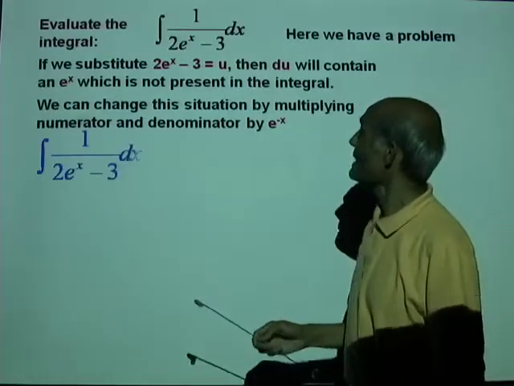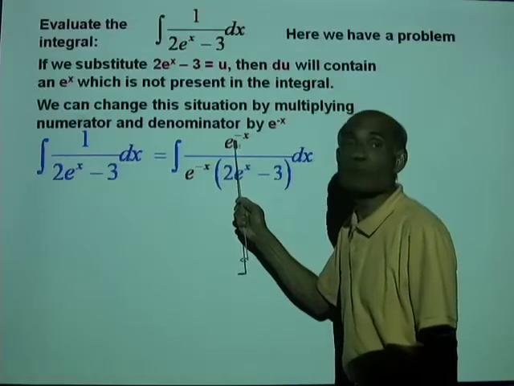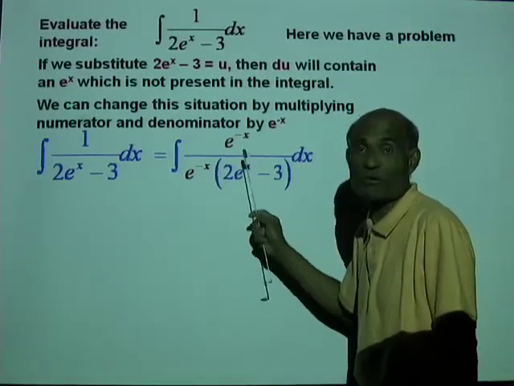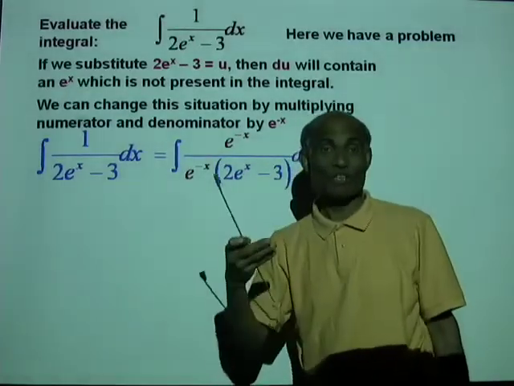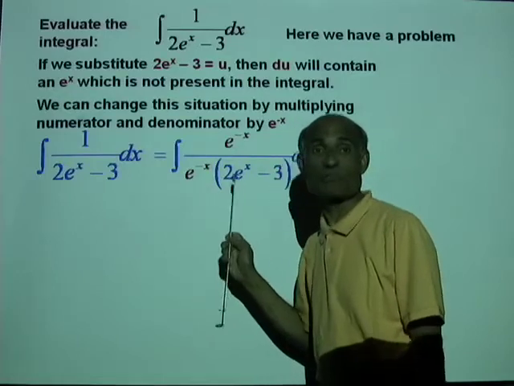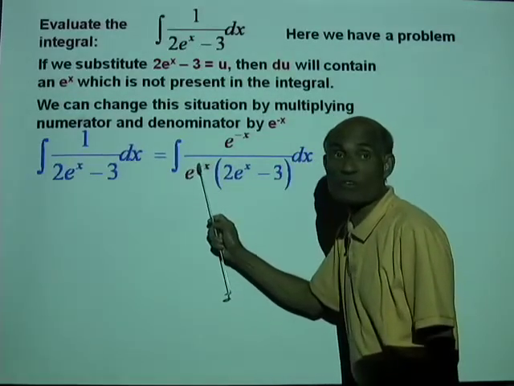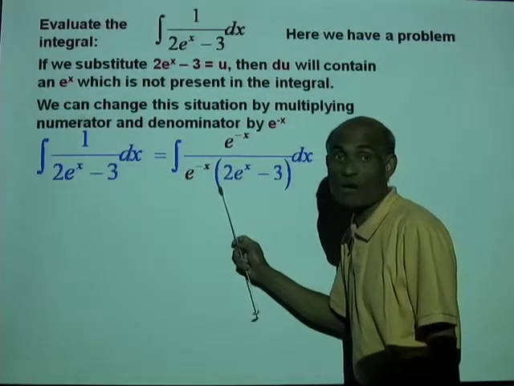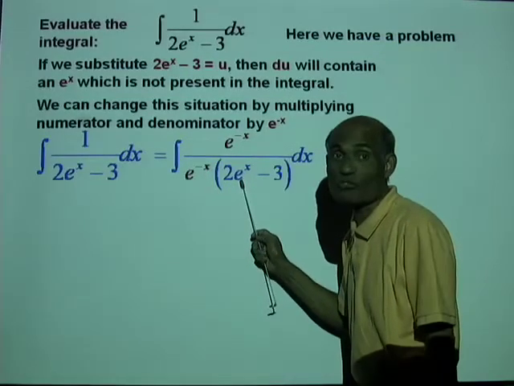Alright, let's do that and see what happens. So multiply the numerator by e to the power of x and the denominator by e to the power of x. If you don't want it, you can just cancel them. But we want them because this is going to change our situation. Alright, tell me now, distribute that e to the power of negative x. You should know that e to the power of negative x times e to the power of x will be 1.